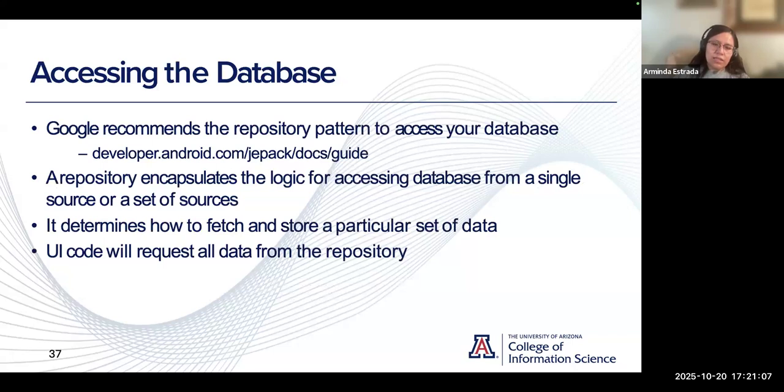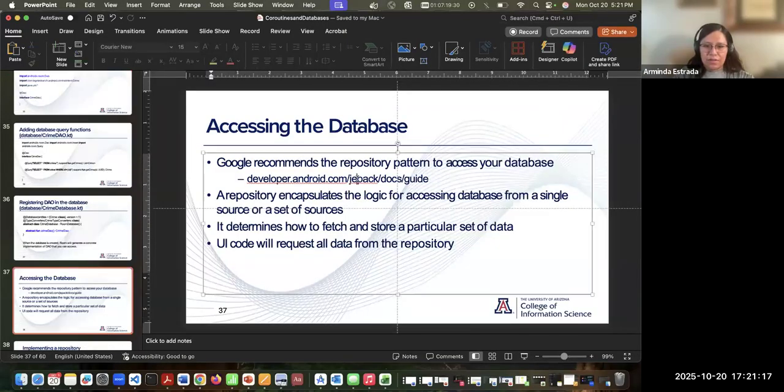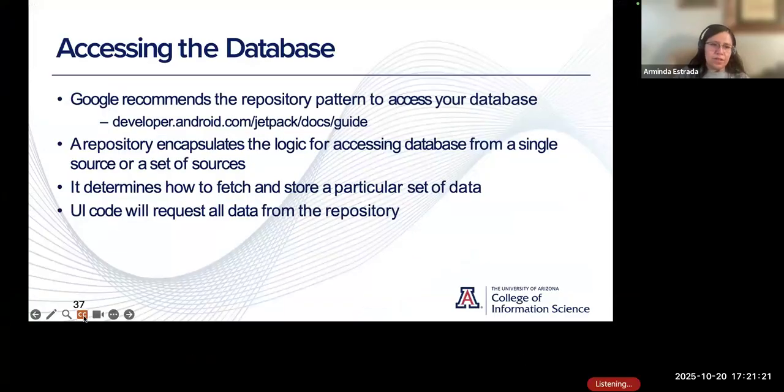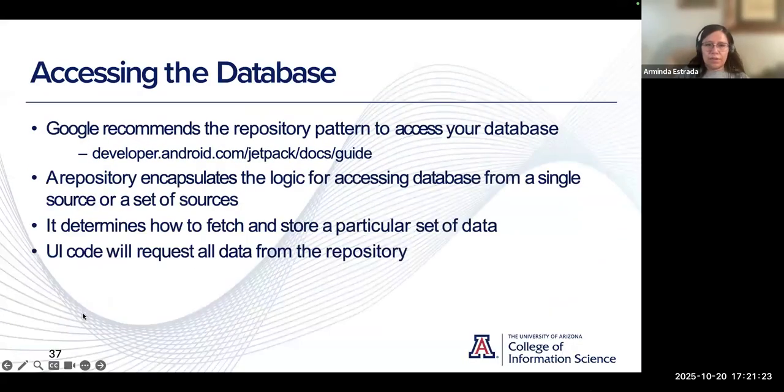So Google recommends the repository pattern to access your database. It's called Jetpack, by the way. It's developer.android.com. Let me fix that now. Jetpack Docs guide. So in this, a repository encapsulates the logic for accessing the database from a single source or set of resources. It also determines how to fetch and store a particular set of data, and the UI code will request all data from the repository.